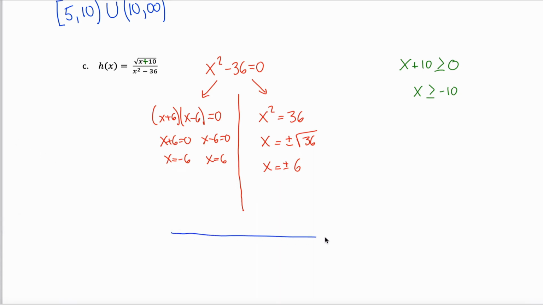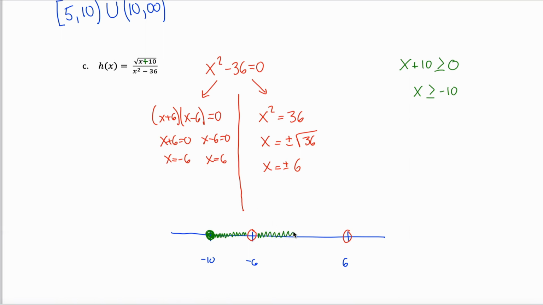Well, maybe I could draw a picture. Here's my number line, here's negative 10, here's negative 6, here's positive 6, somewhere way out here. I want all of the numbers that are greater than or equal to negative 10. So I want to include this negative 10 right here and everything to the right of it. But be careful, when we get to negative 6, we don't want to include that point, nor will we want to include positive 6, because the red has caused us to exclude those two values.